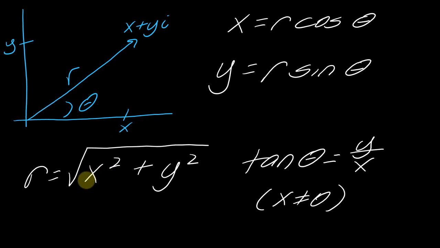Now, r can be found by taking the square root of x squared plus y squared, and this is a very similar idea to what we did back in the day when we were looking at standard form with angles. And then tangent of theta is found by taking y over x, and of course x cannot equal 0.